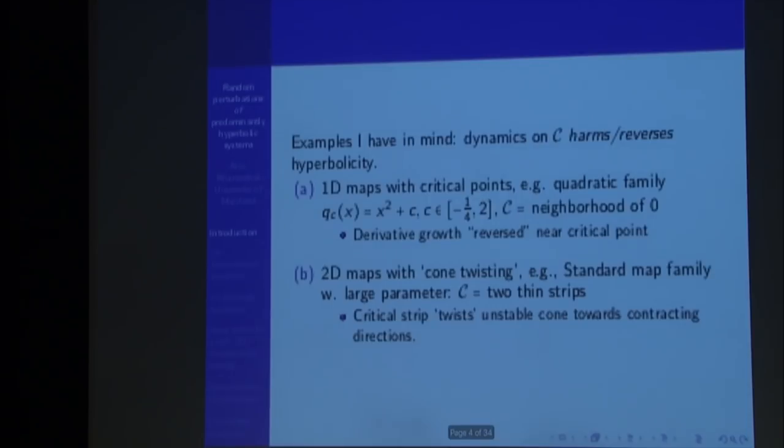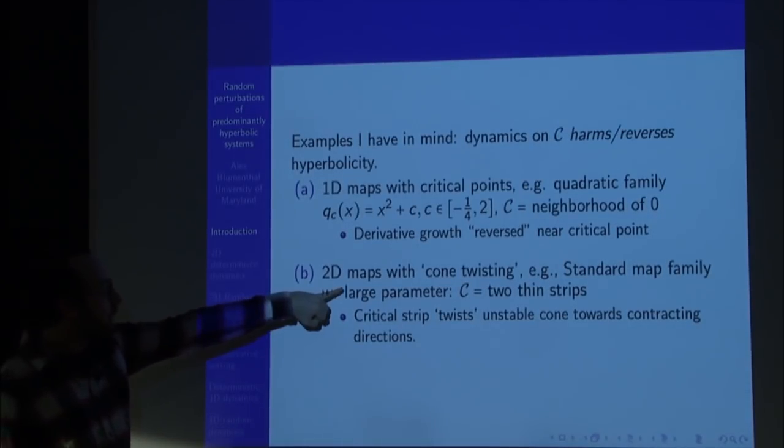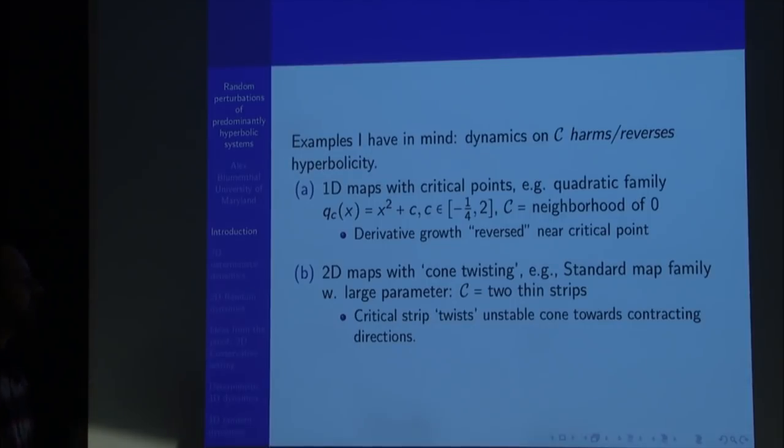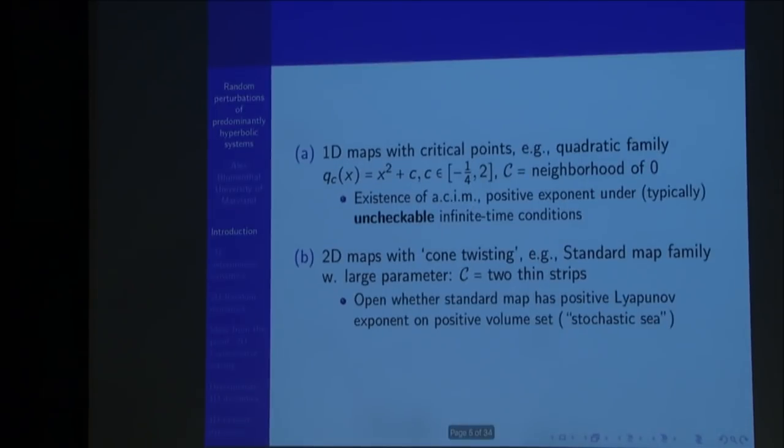Whereas, as we'll see with this example with the standard map family, that good cone of expansion gets kind of twisted in a bad direction, all right? And so in both of these cases, checking whether the hyperbolicity wins out, that is whether you get a positive Lyapunov exponent asymptotically, is this incredibly subtle cancellation problem. Do the phases of expansion overcome the phases of contraction in the system, right?